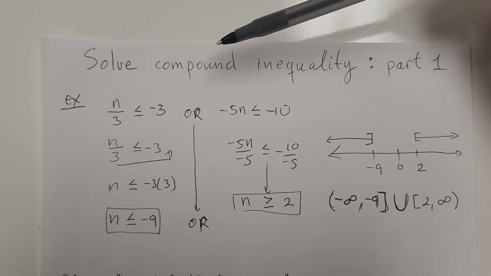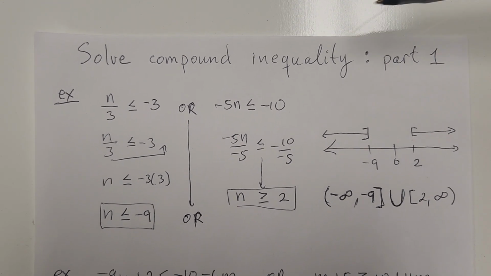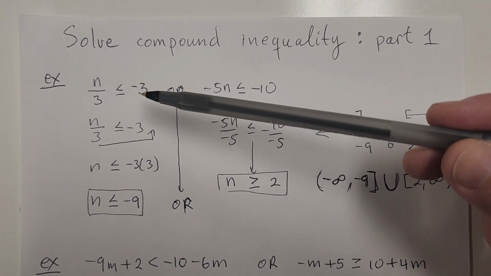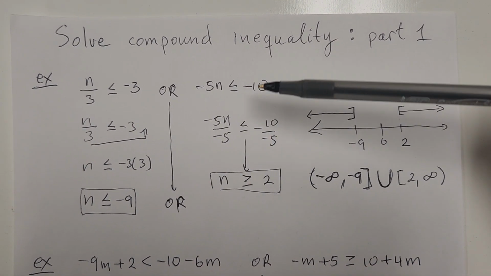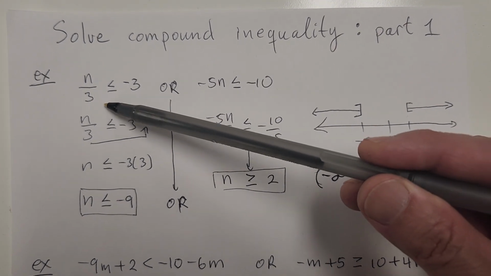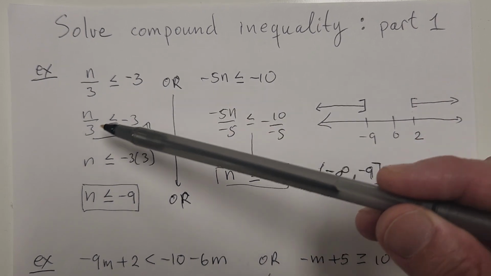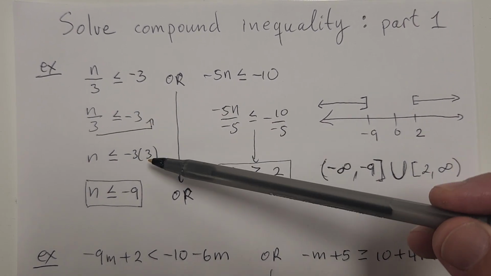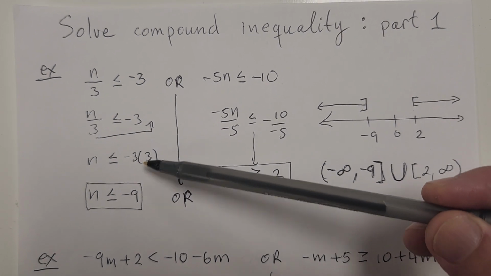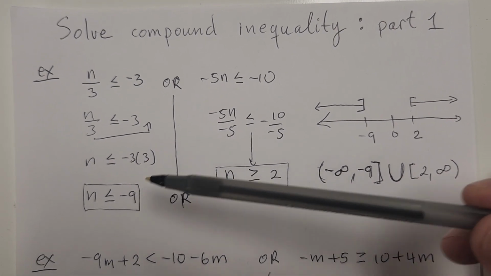This lesson is Solve Compound Inequality Part 1. Here I have an example with a left side and also a right side. So the first thing we need to do is move this 3 to the other side. So move the 3 over, which becomes multiply. And then negative 3 times 3 gives me negative 9.